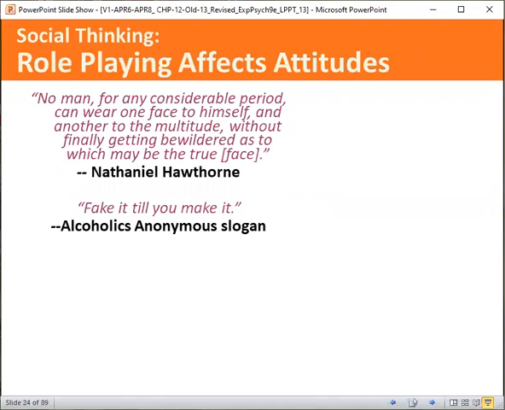So the other thing we want to talk about is something called role playing. Role playing affects attitudes. Okay, let me read you a couple of quotes real quickly here.